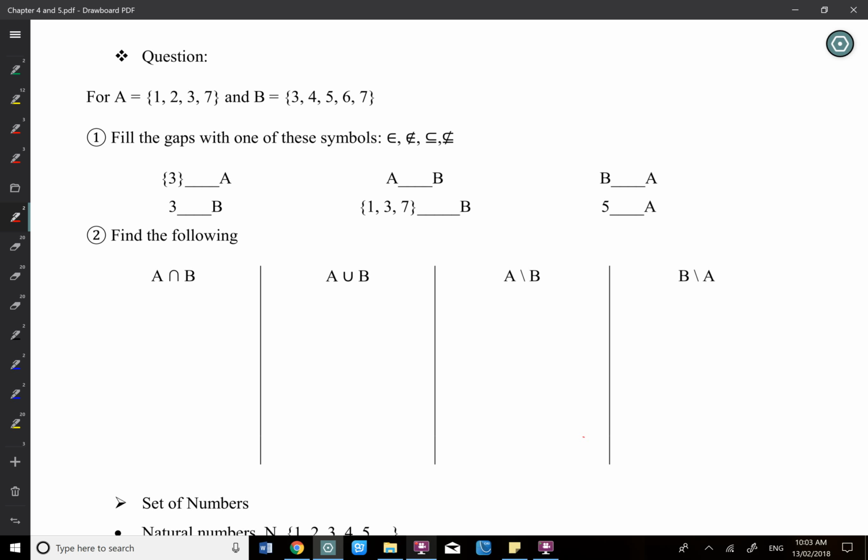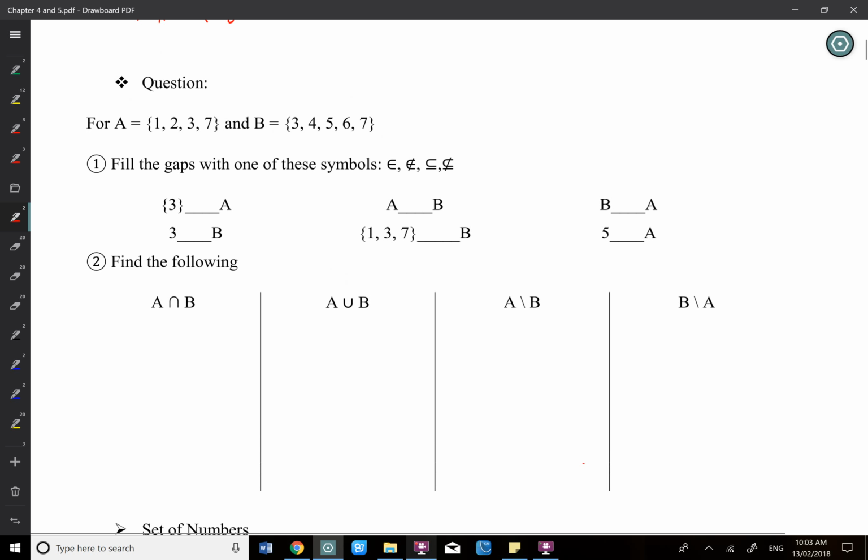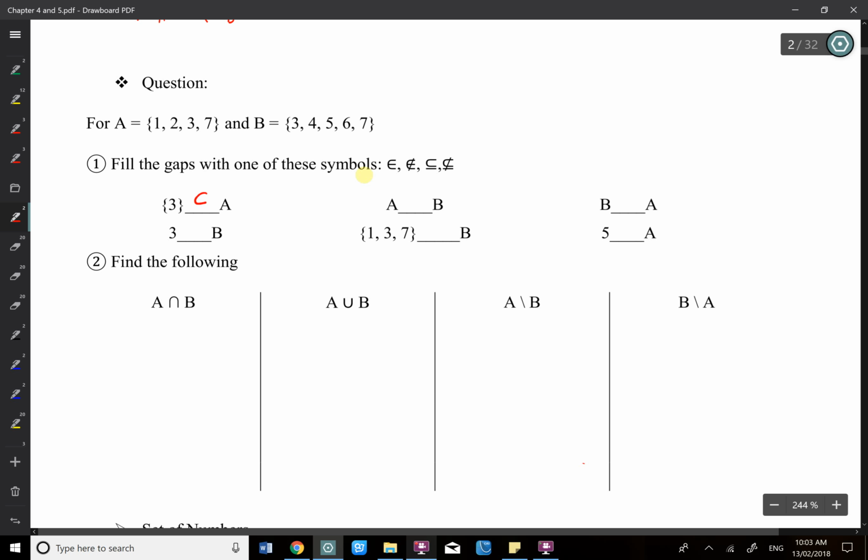Okay, tell me what you put for the first one. Which symbol did you put? Well, belongs to, not belongs to, contained and not contained. Which one did you put? Contained. Good. It needs to be contained, not belongs to, because it's connecting a set and a set.